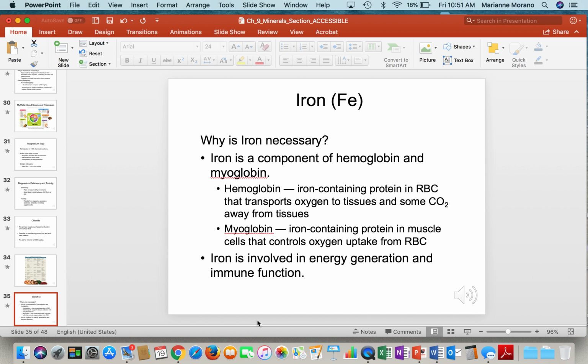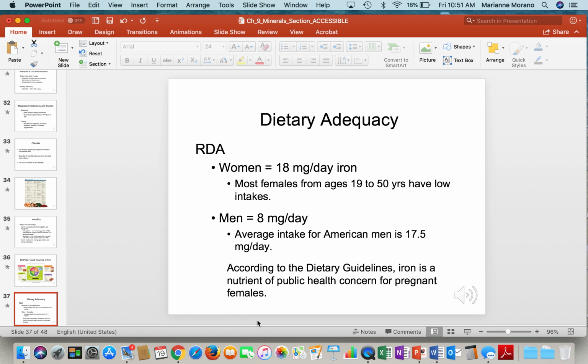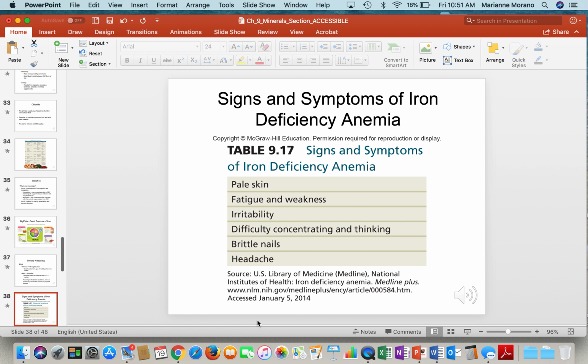Iron is a very important mineral. It is a component of the hemoglobin, which is very important for energy generation and immune function. Good sources, again, here we go with the food groups, and you can see lots of sources of meats and vegetables and grains that contain iron. A lot of women are iron deficient, specifically when they're menstruating, so you want to pay attention to your iron intake. And about 18 milligrams a day for women and 8 for men is normal, according to the dietary guidelines.